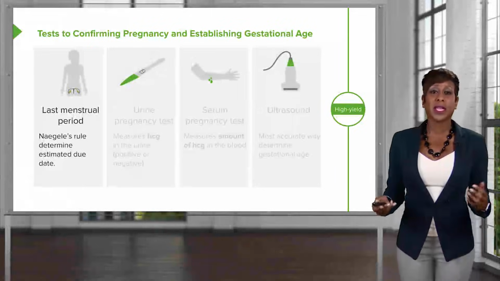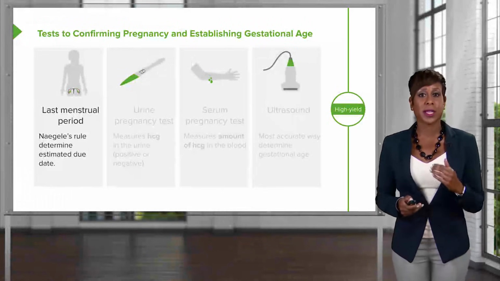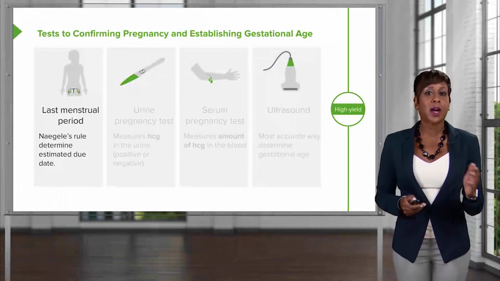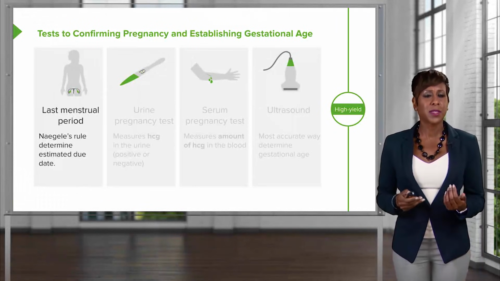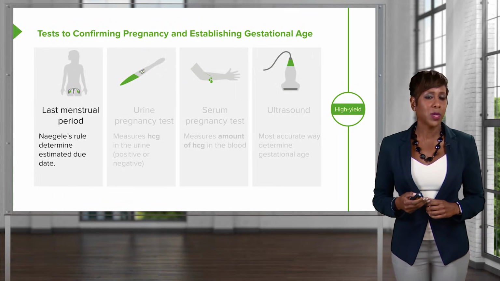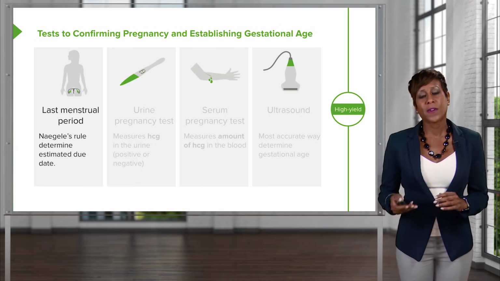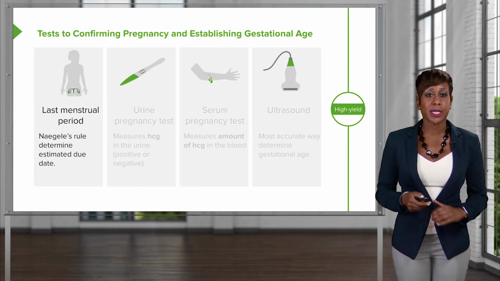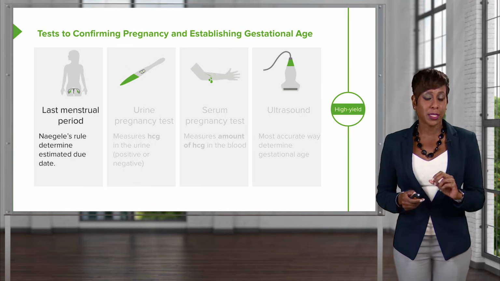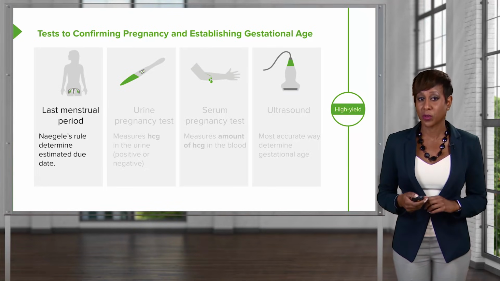So there are several ways that we can confirm pregnancy and we can establish gestational age. We're going to talk about each of these and talk about the risks and the benefits and why one test is better than the other. So first of all, let's talk about last menstrual period. If we know a patient's last menstrual period and cycles are regular, we can determine the gestational age.